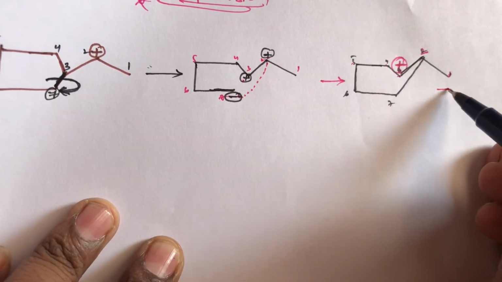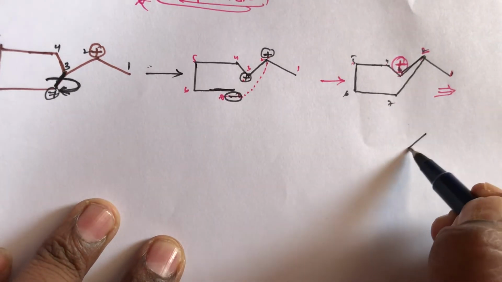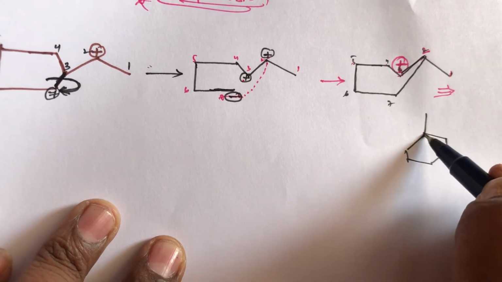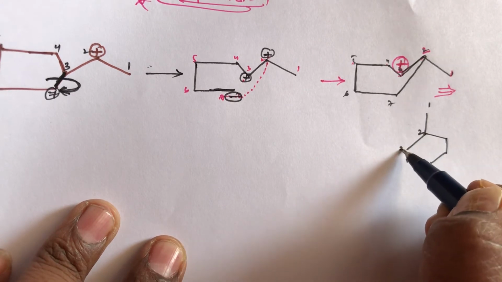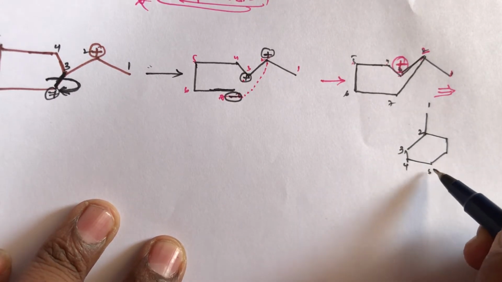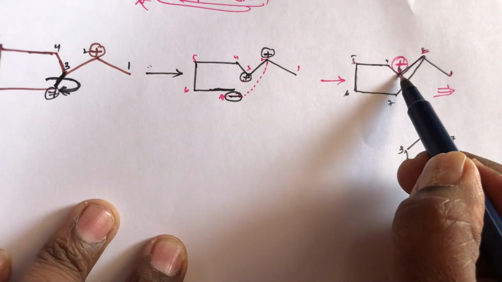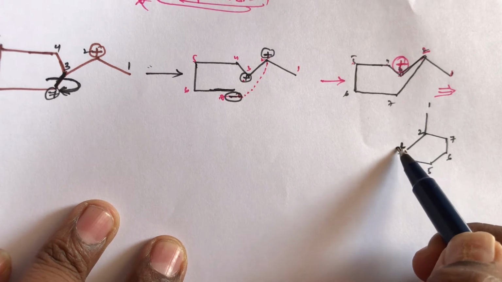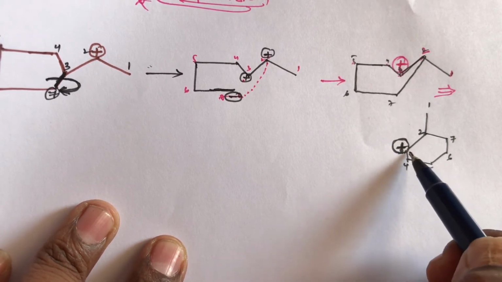This is the simple structure. We can write this structure like this. This is number 1. This is second carbon. This is third carbon. This is fourth carbon, fifth carbon, sixth carbon and seventh carbon. Now here the third position has a positive charge. This third carbon has the positive charge.